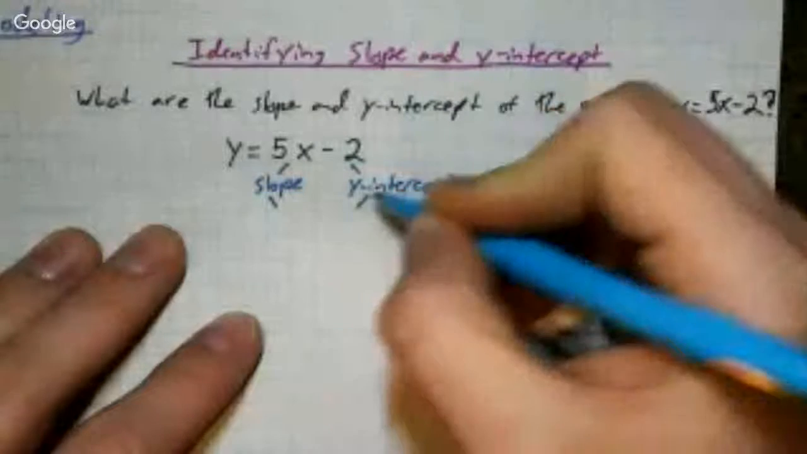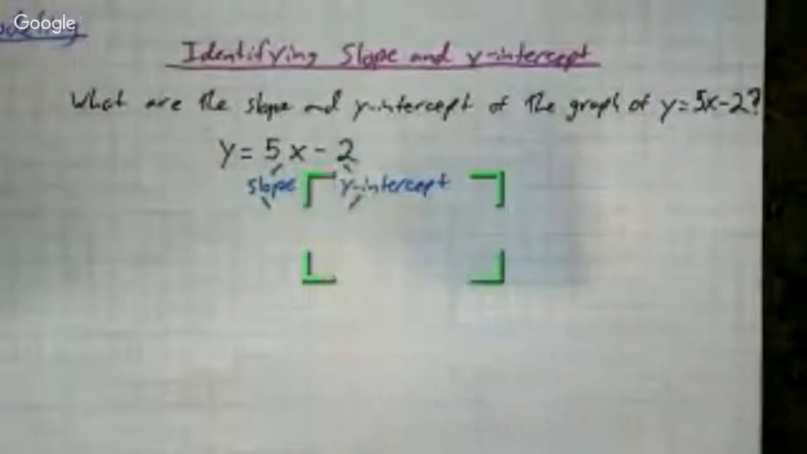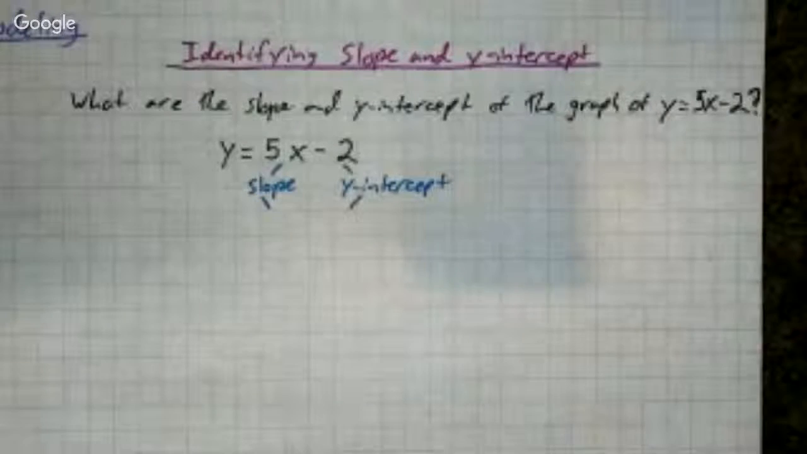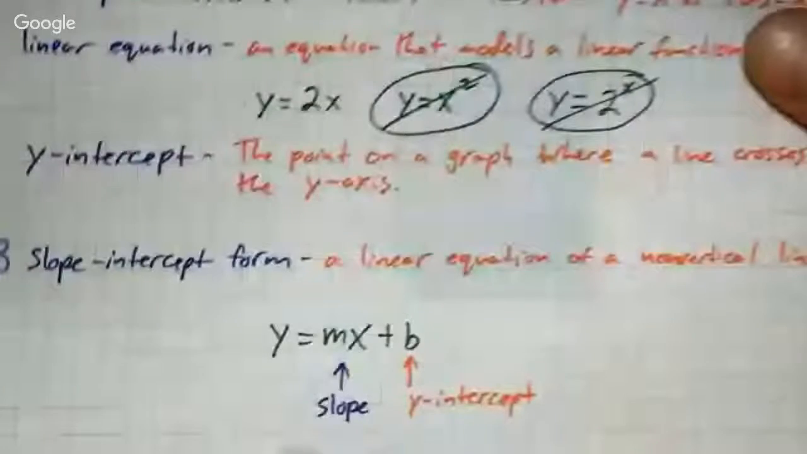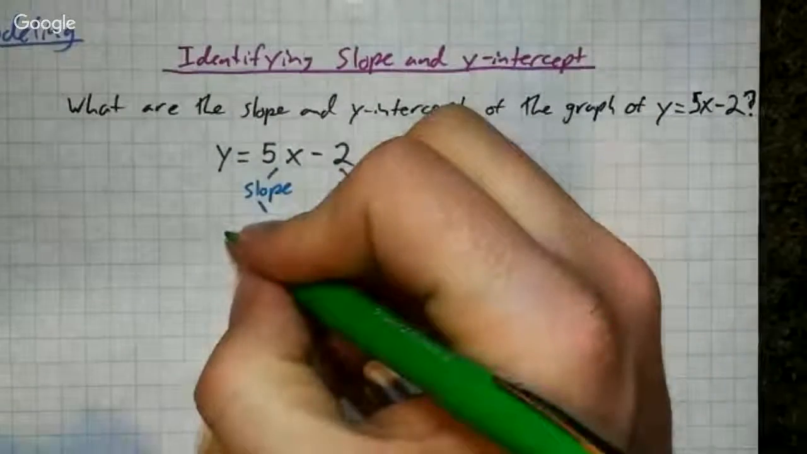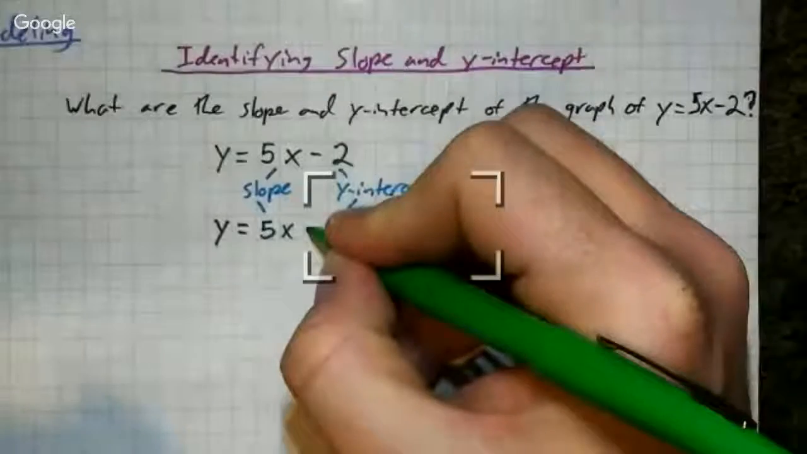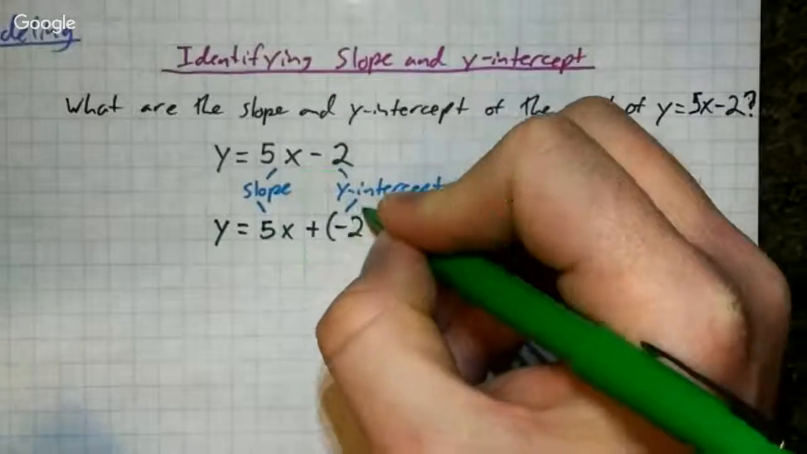So let's rewrite this so it's a little easier to see, because right now we have a minus in there, and remember, our slope-intercept form has a plus sign, so we need to make sure that we have that the same way, so we are accurately getting the answer. Y equals 5x, that's fine, plus negative 2.